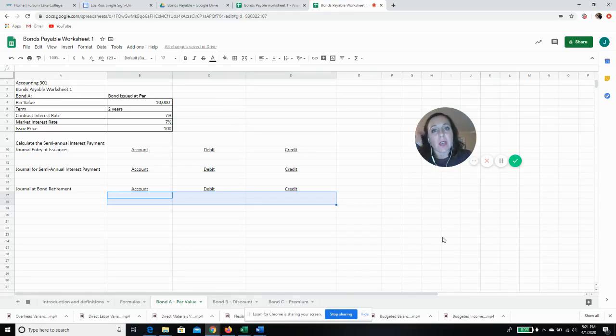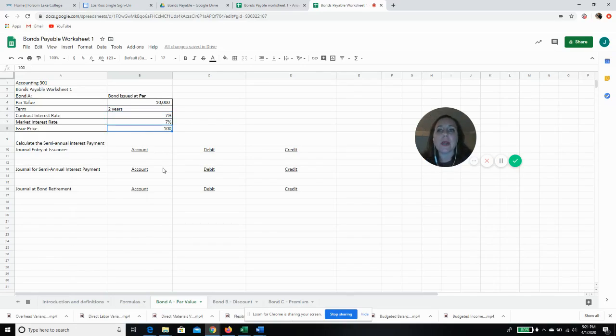Welcome back. The first example we're going to go through is a bond that is issued at par value. Okay, so I've got bond A here, and par value is $10,000. The term is 2 years. The contract interest rate is 7%. The market interest rate is 7%, and the issue price is 100.